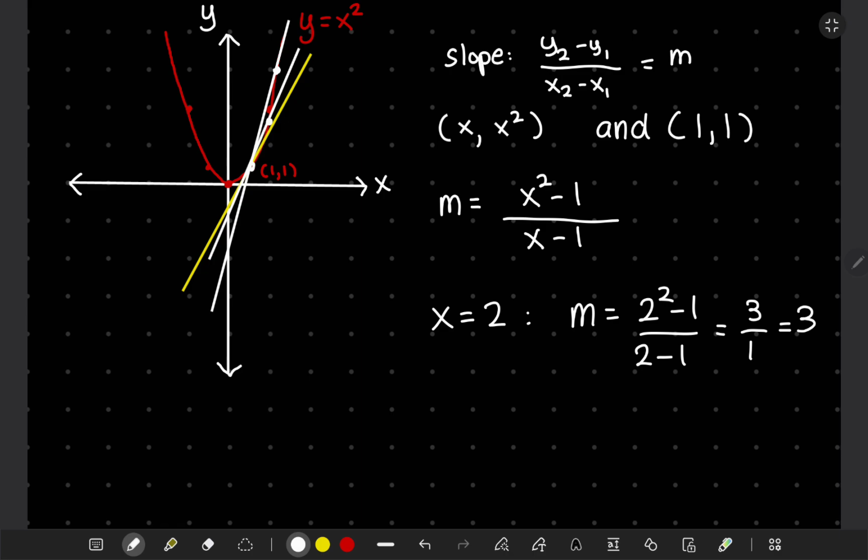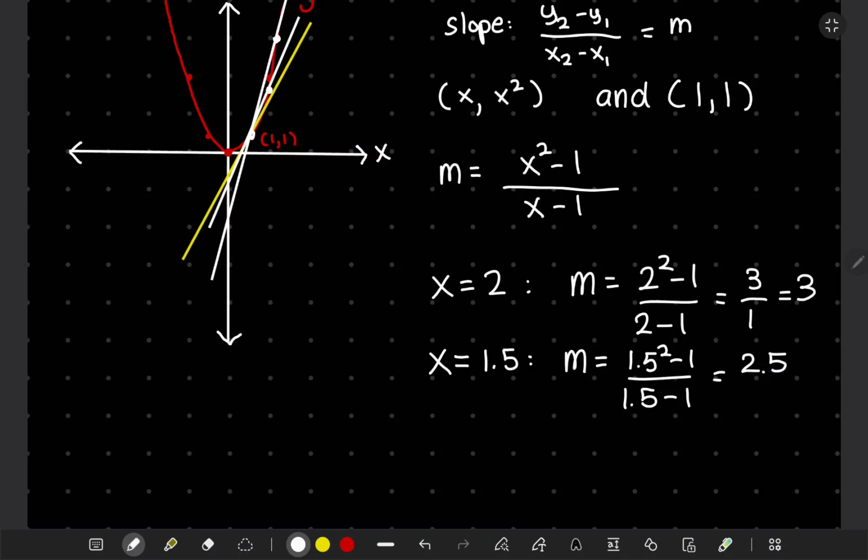But let's see what happens, because maybe that could be for this line. As we go a little closer to 1, the slope changes. Let's say I tried something in between 1 and 2, so let's say 1.5. I'm going to do it again: m equals 1.5 squared minus 1 over 1.5 minus 1. Luckily, through previous calculations, we get 2.5. That's interesting. The slope is getting less and less, which makes sense. It's getting a little bit flatter.